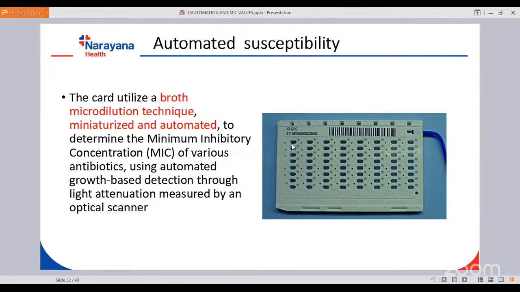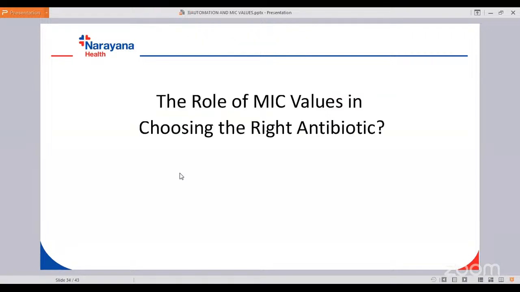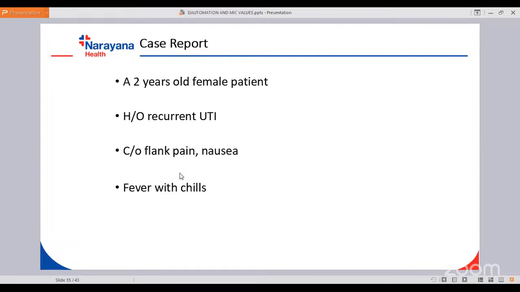But if the bacteria is powerful and it's resistant, then there'll be turbidity in these windows. And this turbidity is picked up by the machine. So the clearing and the turbidity is picked up by the machine, and there is a figure that is computed, which is called the MIC value, minimum inhibitory concentration. There's a lot of jargon available on the net and in books and articles talking about MIC values. But I will tell you one simple way of using these MIC values to choose the right antibiotic.